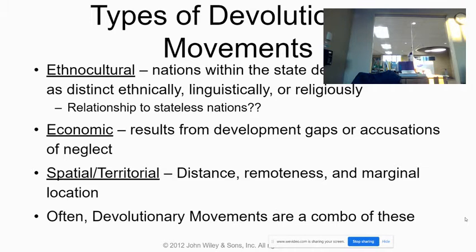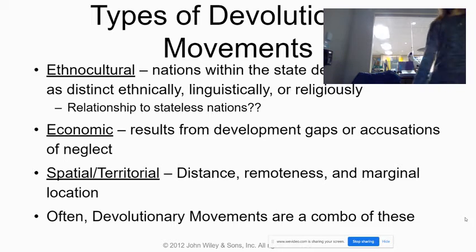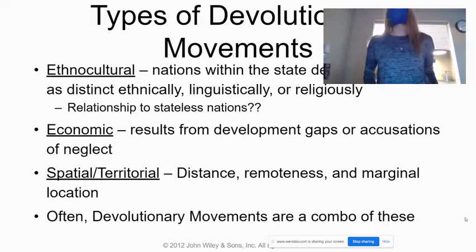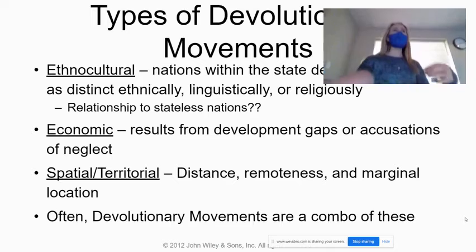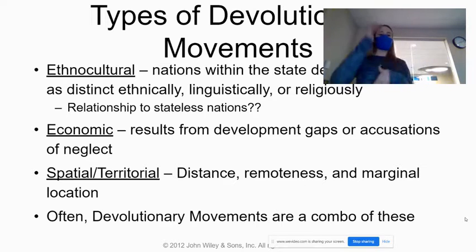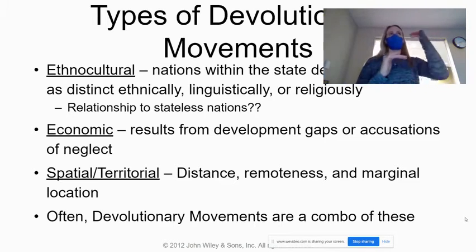So there's three major categories. When we talk about devolutionary pressures or devolutionary movements, we oftentimes categorize them by type, into three different categories, three different subsets.